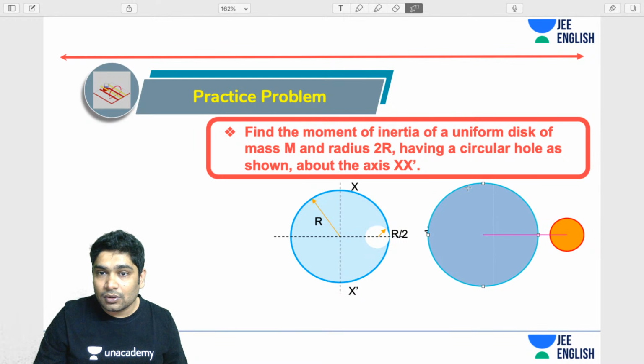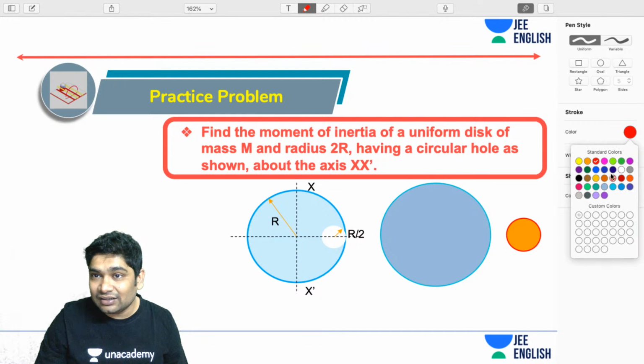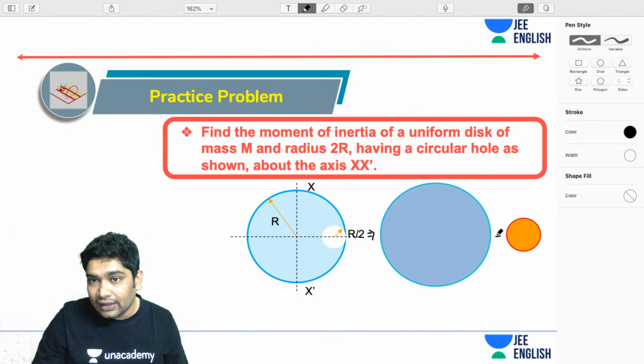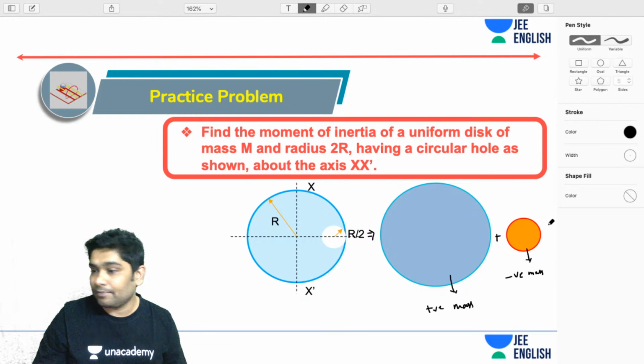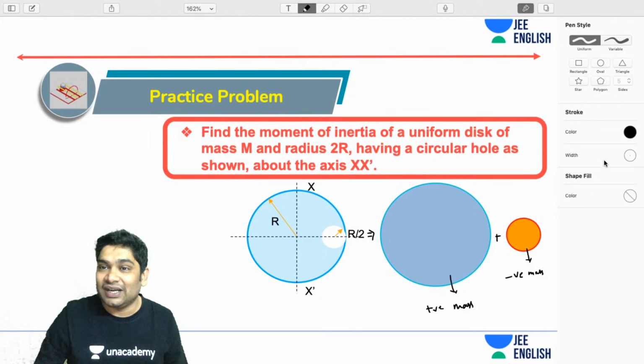Let's draw this with some separation between them. What I'm trying to say is that I think of this as achieved by taking a complete disk and then adding a disk with negative mass. So this is the positive mass, and this one has a negative mass. Okay, we will confirm that.